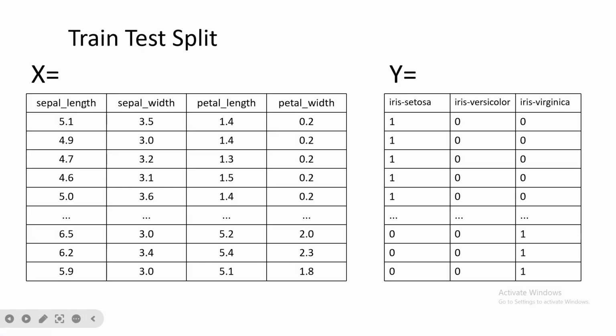So this was our data set. Remember, we took X, we dropped this Y, and we used the PD dot, what is the function? PD dot get dummies, which basically converted it into one hot encoding. And this was our features. Okay, so we are going to do train test split.